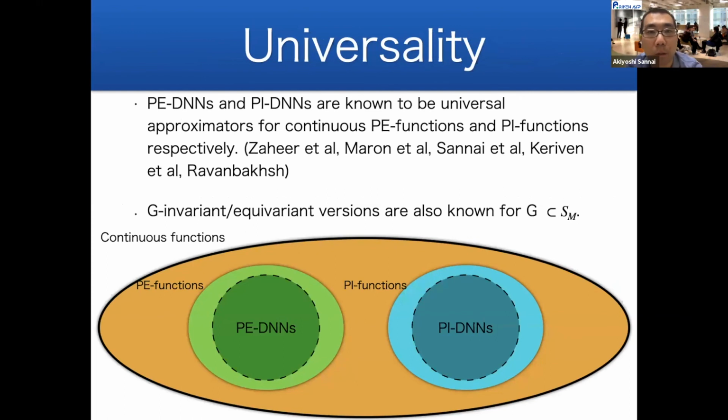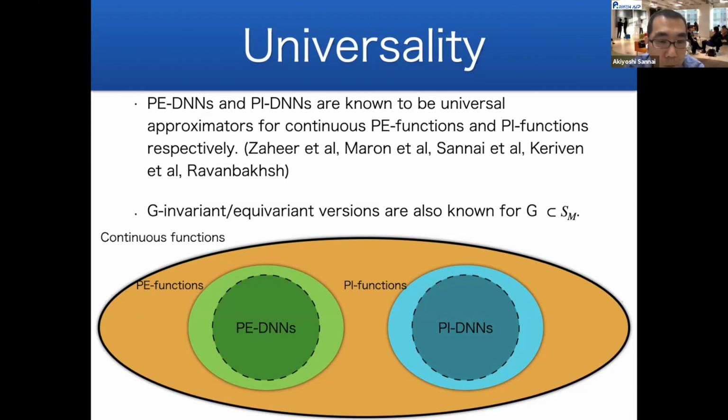Okay, and so we construct some models, but the question is whether this model is enough to approximate permutation equivariant or permutation invariant functions. This is called universality. Permutation equivariant deep neural nets and permutation invariant deep neural nets are known to be universal approximators for continuous permutation equivariant functions and permutation invariant functions, respectively. So you can see the picture below.